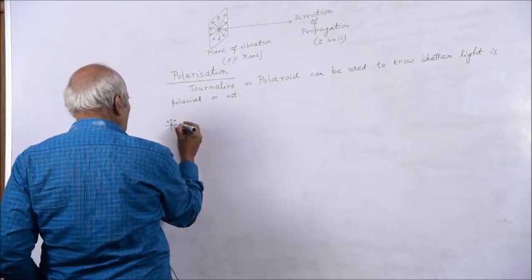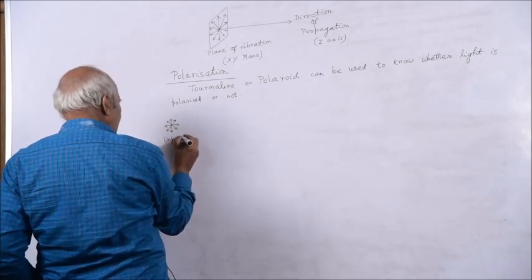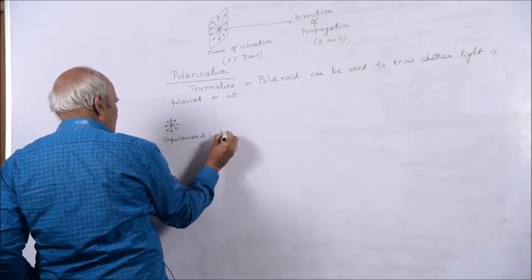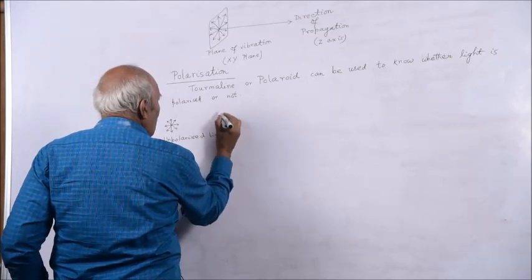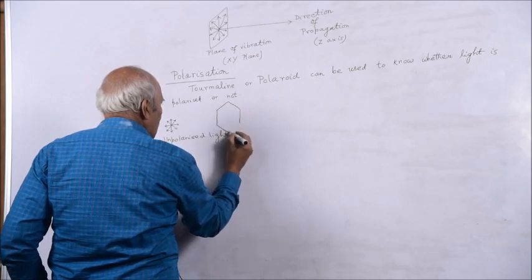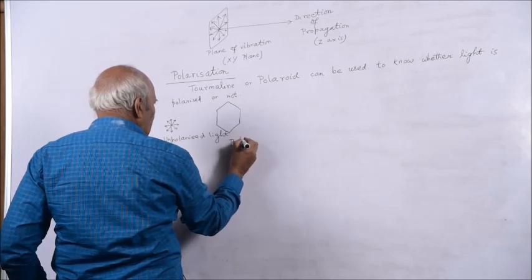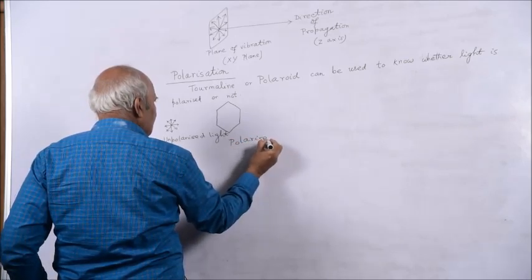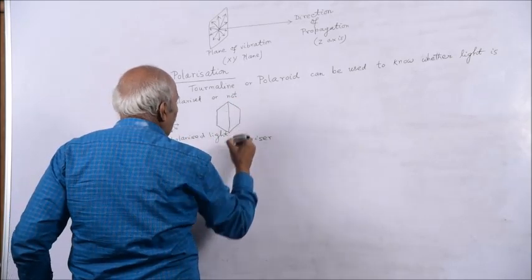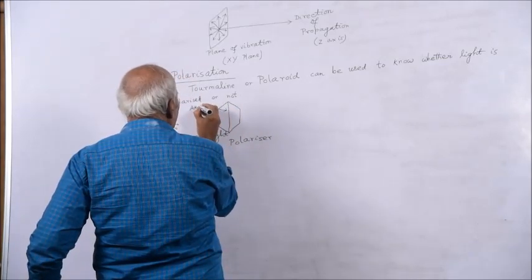Suppose you take this is unpolarized light. Unpolarized light, and we introduce this crystal. This is called the polarizer. So, polarizer is a hexagonal crystal having one axis of symmetry. This is called axis of symmetry.